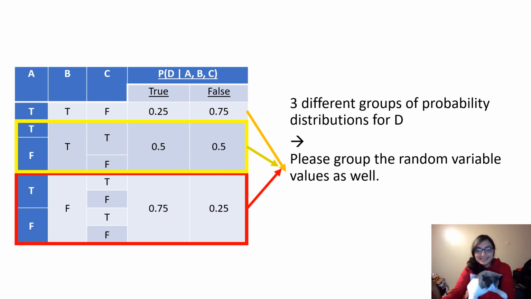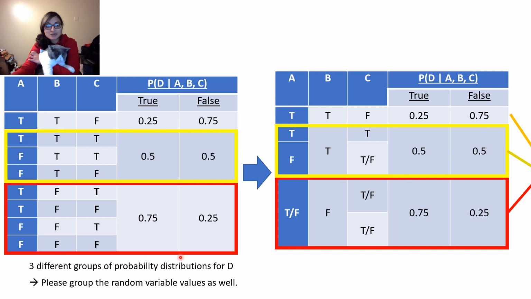So basically here we have three different groups of probability distributions for D: orange, yellow, and red. And we want to group the random variable values as well. So not just these probability distribution values for D, but also the random variable values. What are the groupings that we can identify here?